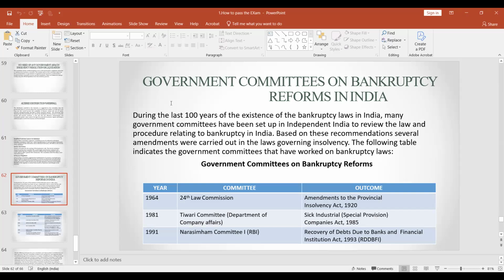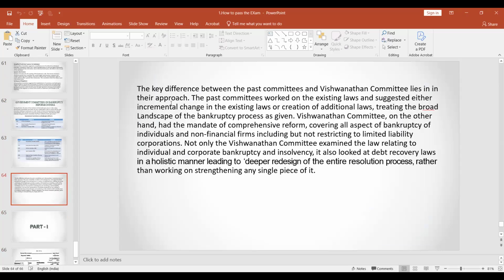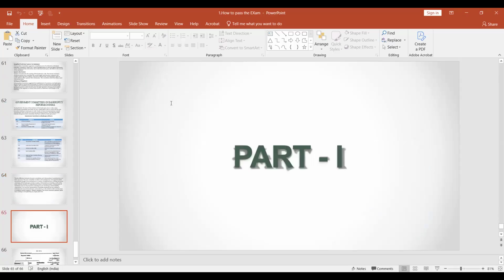This is the list of earlier committees. But what is the basic difference between the earlier committees and this new committee? This new committee had the mandate of a comprehensive reform. So they said you rewrite the whole law. Earlier committees were tinkering with the existing laws only. But here, they looked at debt recovery laws in a holistic manner, leading to a deeper redesign of the entire resolution process rather than working on strengthening any single piece of it.